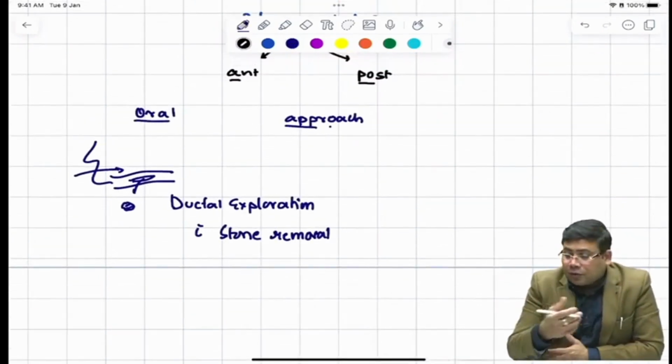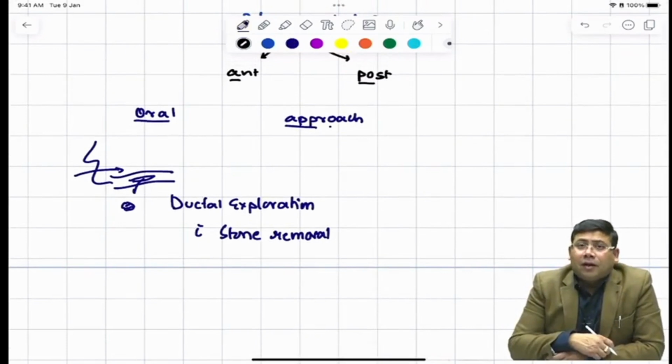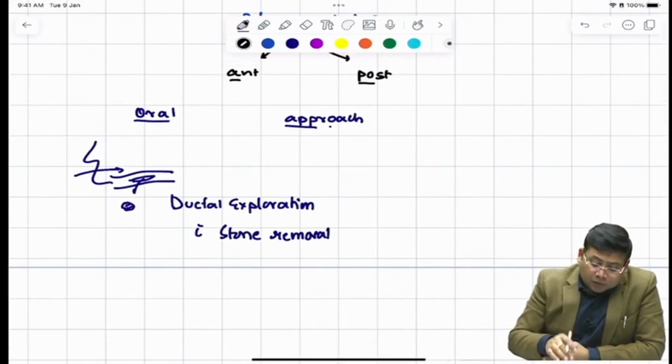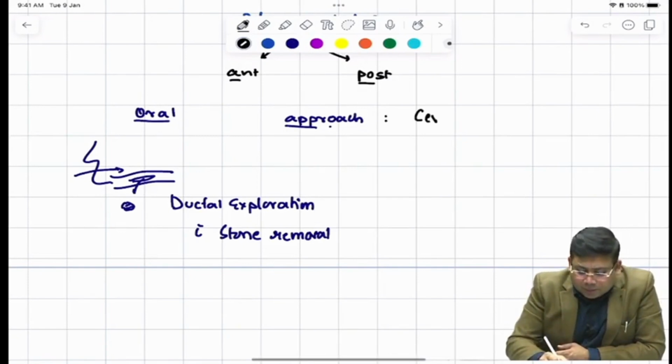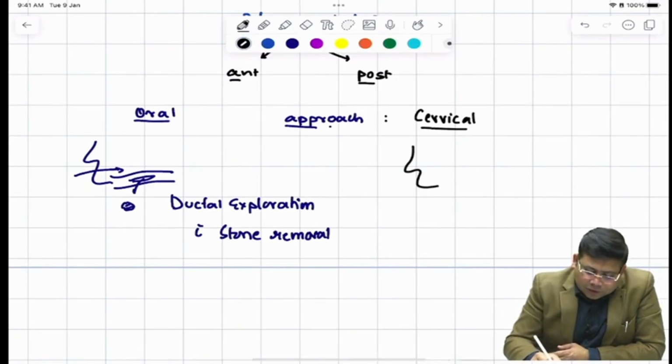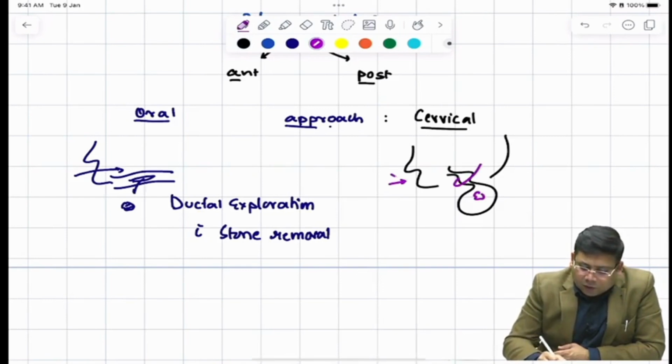The stones in the posterior part of the gland, posterior to the lingual nerve. Whenever you have a stone posterior to the lingual nerve, you have to use a cervical approach. What is that cervical approach? Try to understand. Suppose this is the duct and this is the hooking of the duct by the lingual nerve, and here you have the stone. You cannot go via the oral approach.